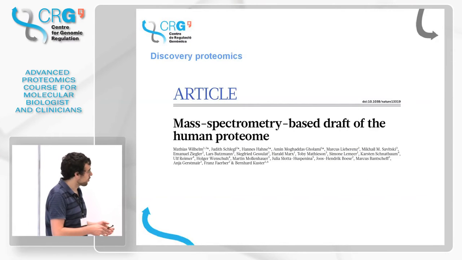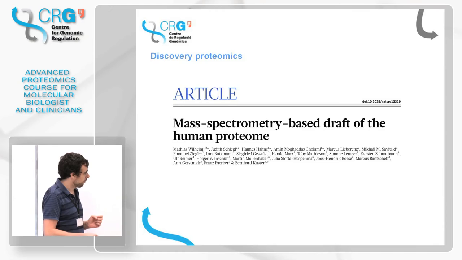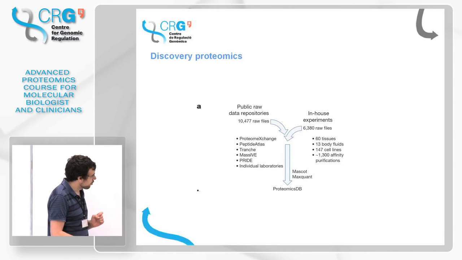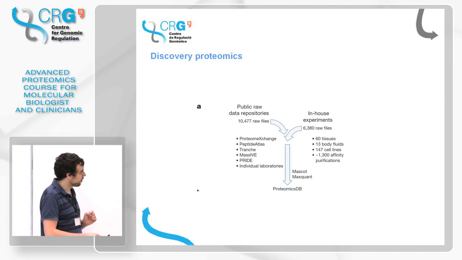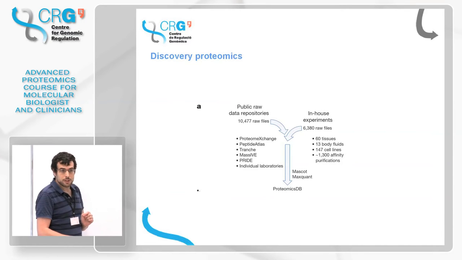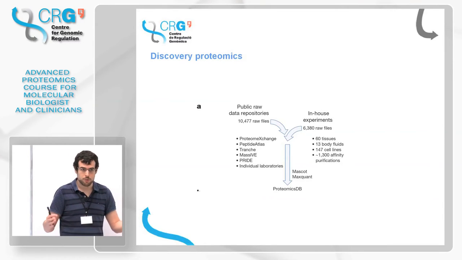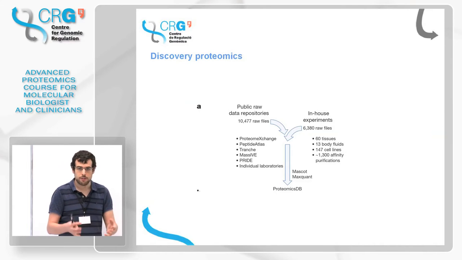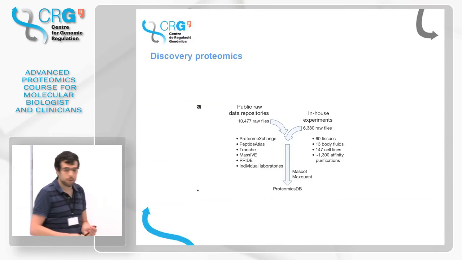The second paper, called Mass Spectrometry-Based Draft of the Human Proteome from Bernhard Kuster, is similar, but what they did is they took not only different tissues and body fluids and, for example, 150 different cell lines and affinity purifications, but they also took all the data in public repositories. So this is, as you can see, more than 6,000 samples analyzed by mass spectrometry, plus 10,000 samples that have been analyzed by other groups in the world. And everything together in a supercomputer, they reanalyzed all this data with MaxQuant, and they put all the results into a database called ProteomicsDB.